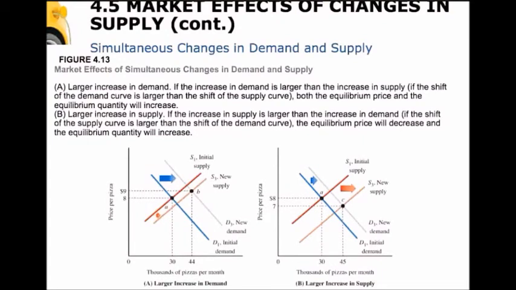Over here in panel B, we can see, again, we have an increase in demand and an increase in supply, but in this instance, the increase in supply is relatively larger than the increase in demand. We still see the increase in the quantity from 30,000 pizzas per month to 45,000 pizzas per month. But in this instance, the price has gone down from 8 down to 7. So a simultaneous increase in demand and supply will unambiguously increase the quantity, as it does in either of these panels. But depending on whether the demand curve shifts more or the supply curve shifts more, the price might rise or the price might fall.